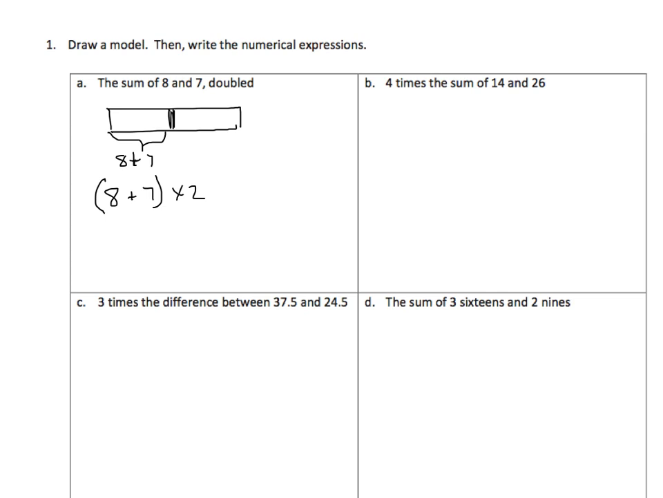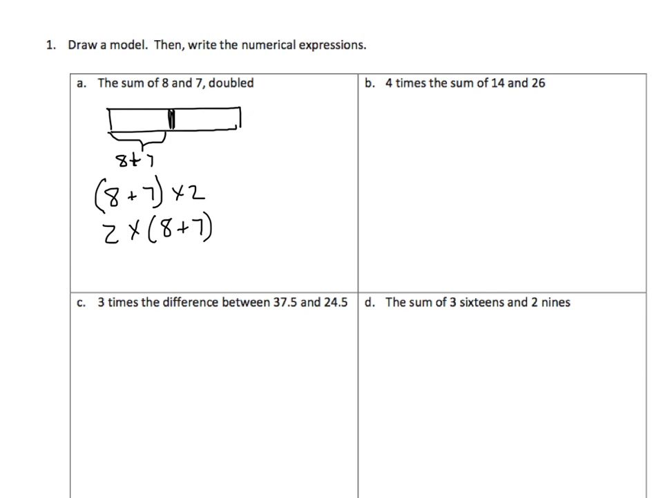We could change the order of this. I could also write 2 times (8 plus 7) because of the commutative property. And if we evaluated this expression, it would be 15. 15 times 2 would equal 30. And 2 times 15 also equals 30. Let's go on to B.